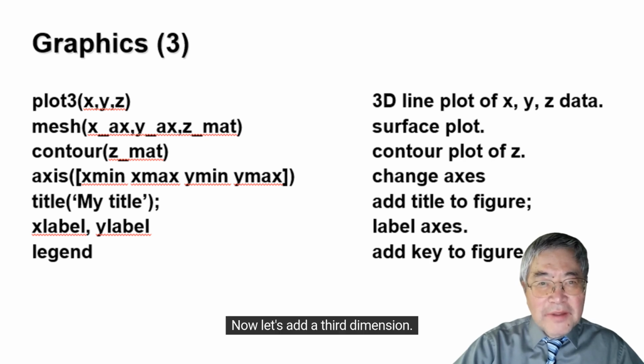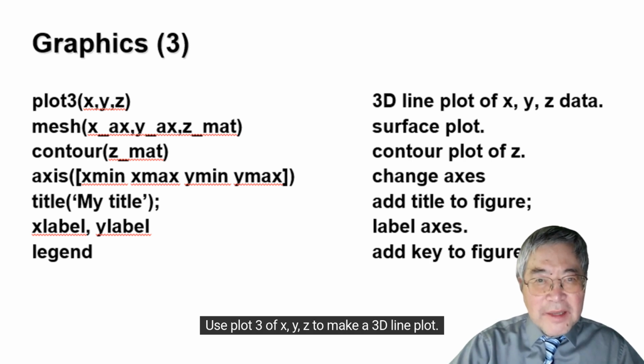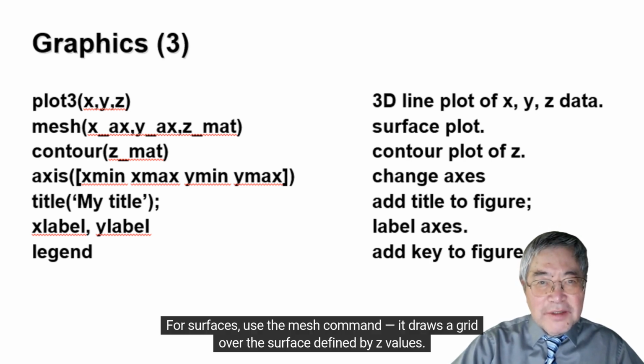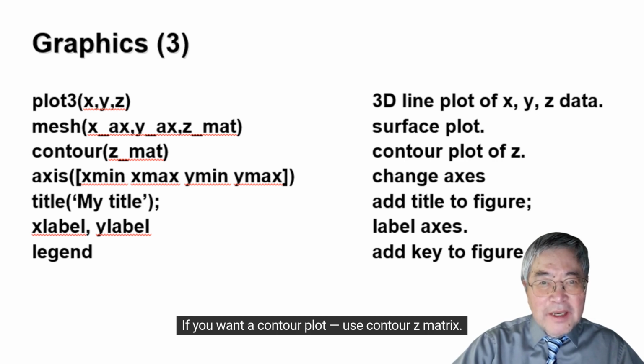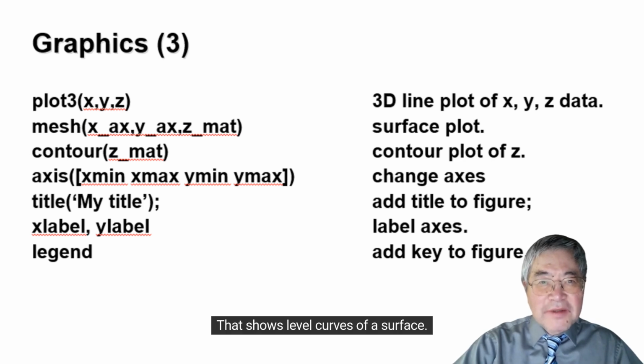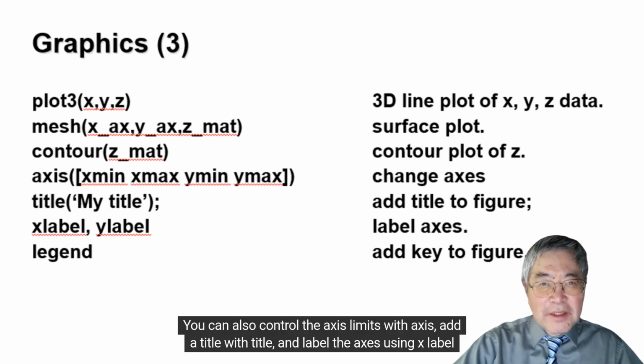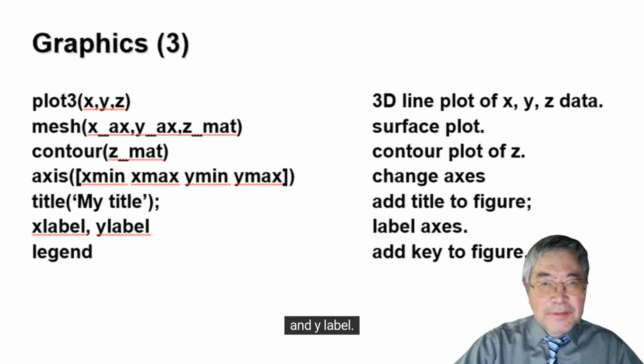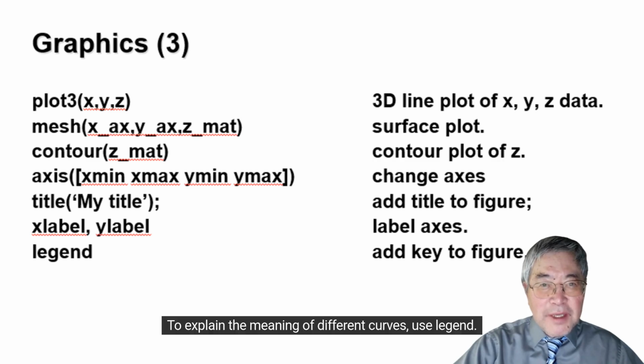Now let's add a third dimension. Use plot3 of XYZ to make a 3D line plot. For surfaces, use the mesh command. It draws a grid over the surface defined by Z values. If you want a contour plot, use contour of the Z matrix. That shows level curves of a surface. You can also control the axis limits with axis, add a title with title, and label the axes using xlabel and ylabel. To explain the meaning of different curves, use legend.